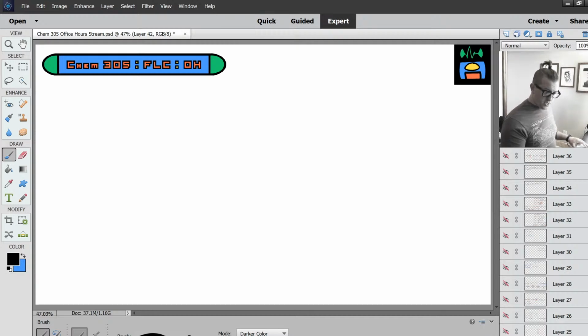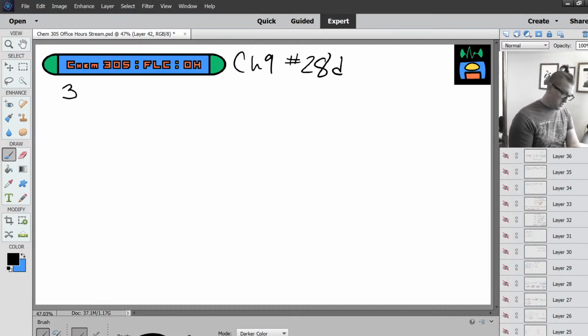All right, Prathana, this is chapter 9, number 28. I think there's a part D. So here we're being asked to identify which substance is oxidized and which substance is reduced in each of the following redox reactions. And we're given a reaction: 3 molecules of sulfurous acid reacting with 2 molecules of nitric acid.